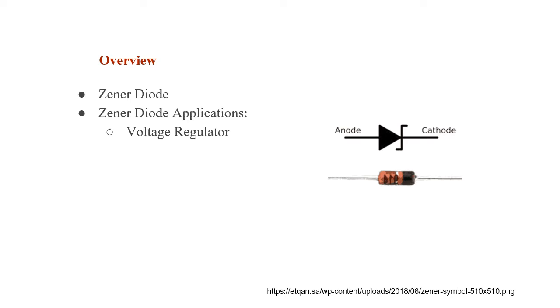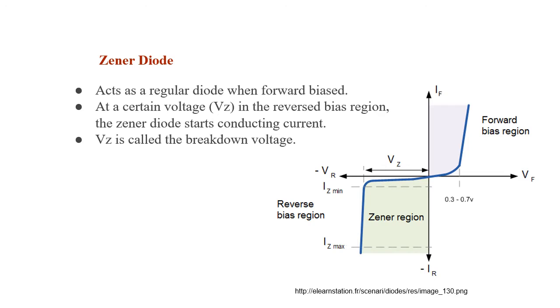Notice that the difference between a regular diode and a Zener diode symbol is just this part of the circuit symbol. We're going to start by first explaining the difference between a Zener diode and a regular diode. Notice that in the forward bias region, a Zener diode and a regular diode act the same. They both start conducting current once the voltage across them exceeds Vd, which is approximately 0.7 volts.